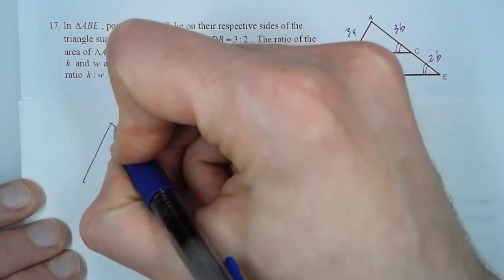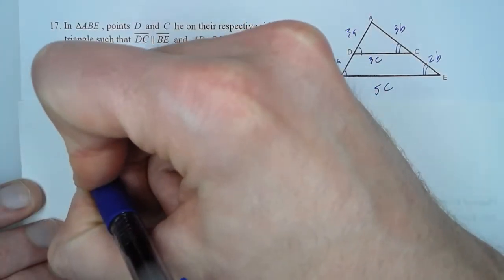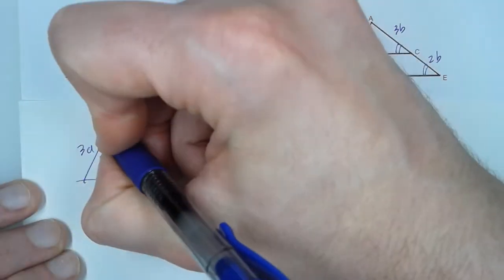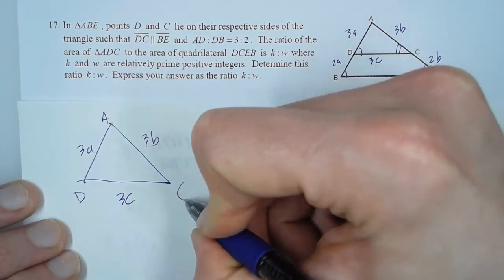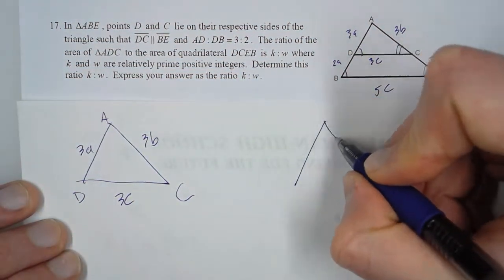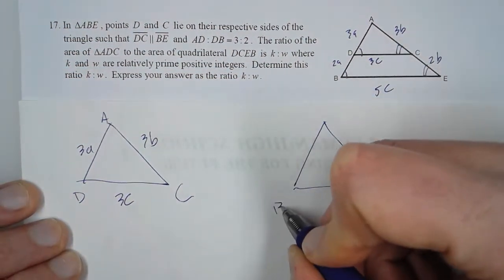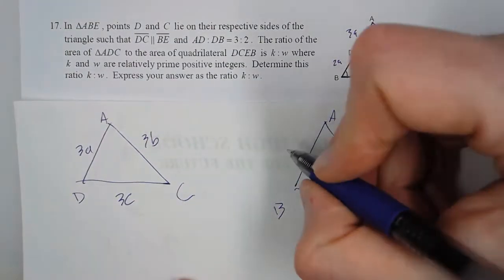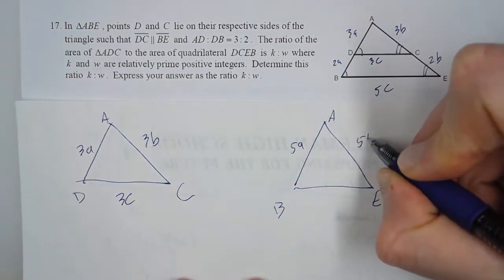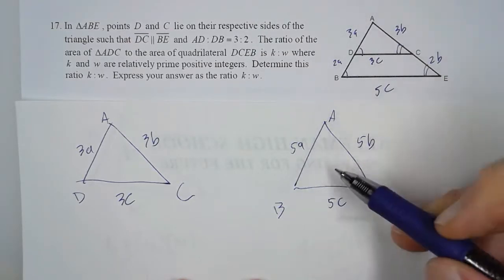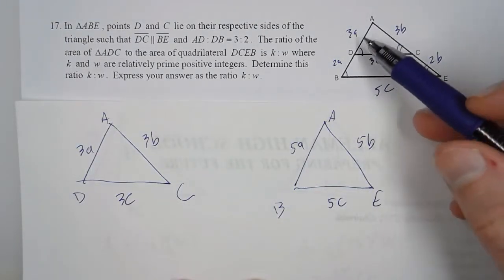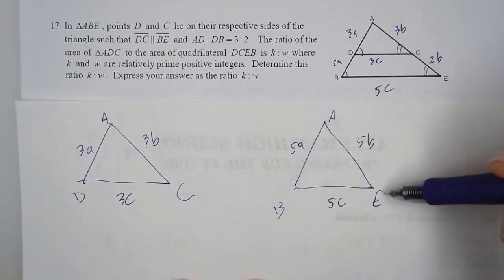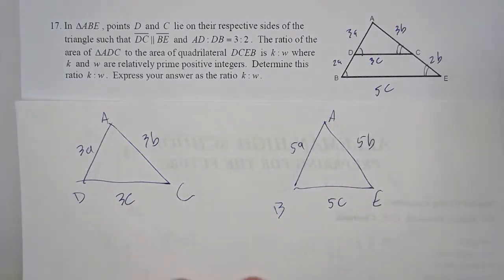So let me draw these. Here we have 3A, 3B, 3C, and this is triangle ADC. Then over here, we have BEA. So this is 5A, 5B, 5C, and the reason why becomes apparent, because you take 3A and 2A and combine them to make this side, 3B and 2B combine them to make this side of the triangle.